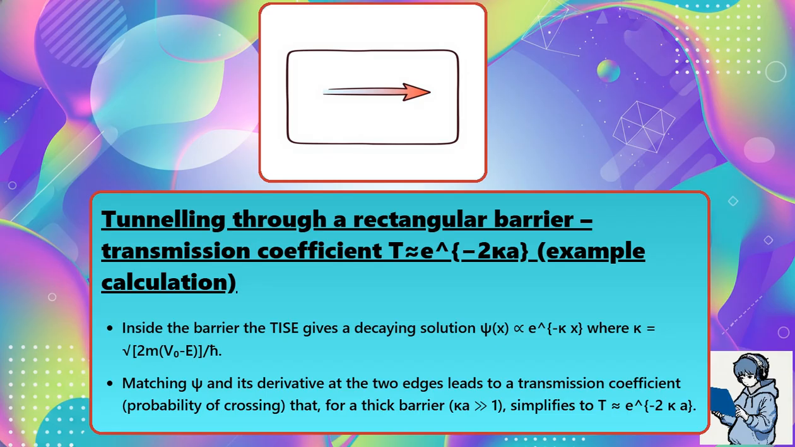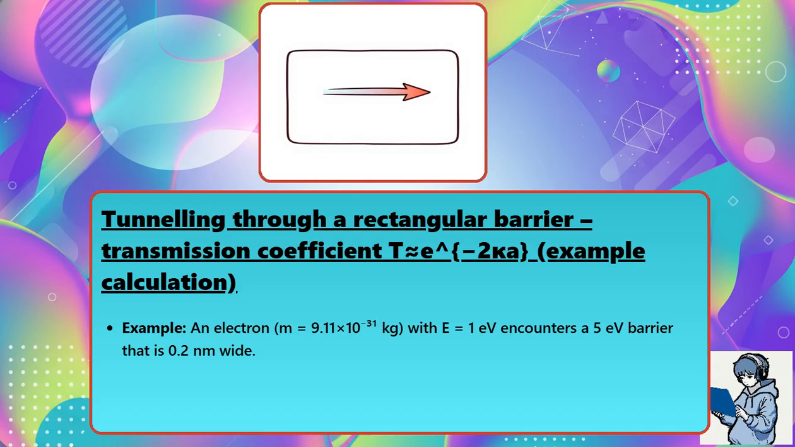leads to a transmission coefficient, the probability of crossing, that for a thick barrier, kappa a much greater than 1, simplifies to T approximately e to the minus 2 kappa a. Example: an electron, mass 9.11 times 10 to the minus 31 kilograms, with energy 1 electron volt encounters a 5 electron volt barrier that is 0.2 nanometer wide.